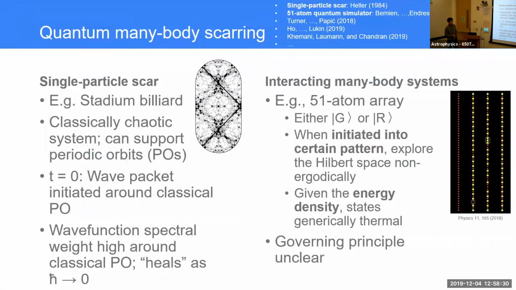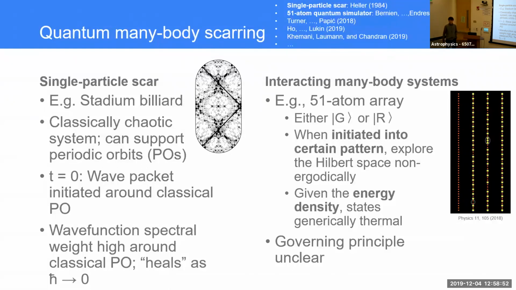So I will illustrate the concept by talking about the well-known configuration of a stadium billiard, which sort of looks like this. So in the classical limit, this is a well-known chaotic system, but it is also known to support some unstable periodic orbits. One of them is shown here in this black line.